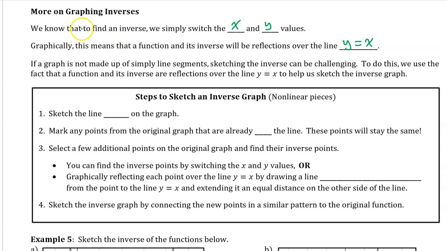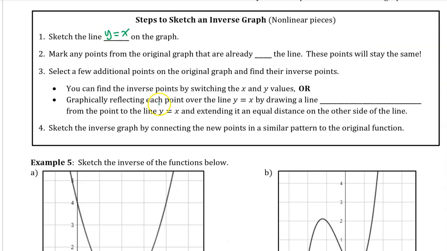Let's say a bit more on graphing inverses. We know that to find an inverse, we simply switch the x and y values. We know that graphically this means that a function and its inverse will be reflections over the line y equals x. We can use this fact to help us graph an inverse when the original function is not simply line segments. Here are the steps to sketch an inverse graph with non-linear pieces.